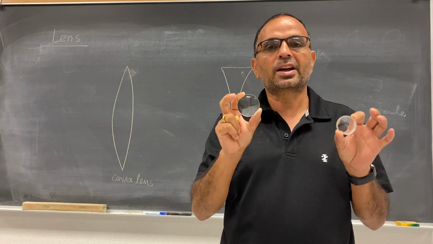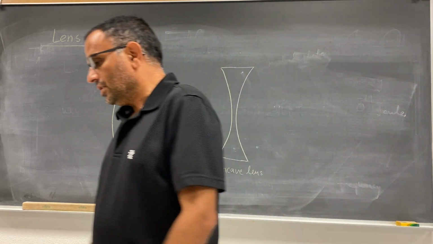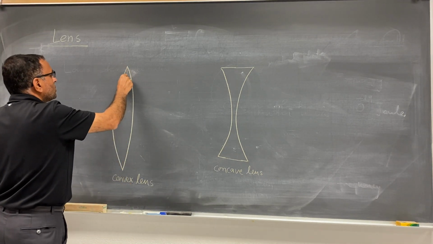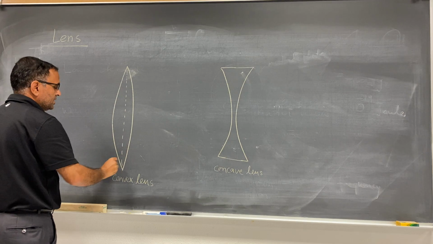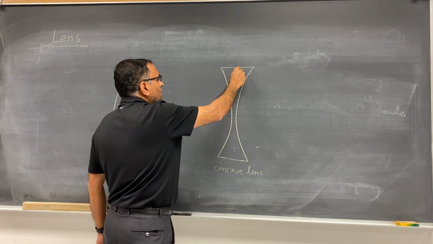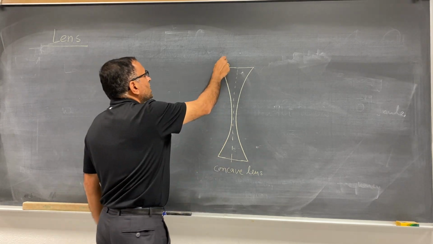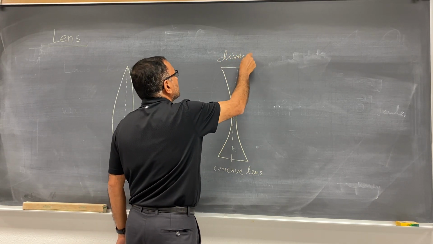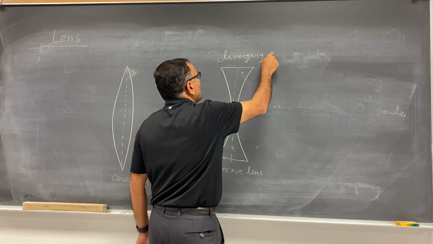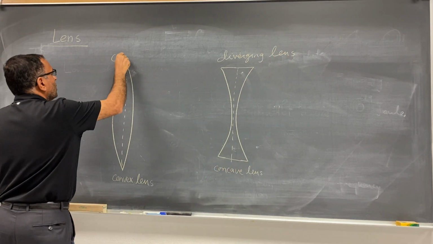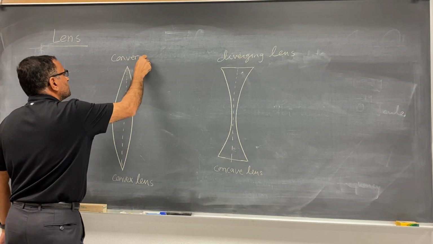This is concave lens, this is convex lens. Both are transparent, you know that. Sometimes you can draw like this, it is easy to draw the ray diagram. So this is a concave lens. This is also called the diverging lens. And this is called the converging lens.